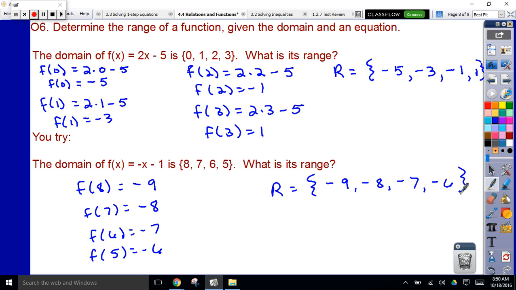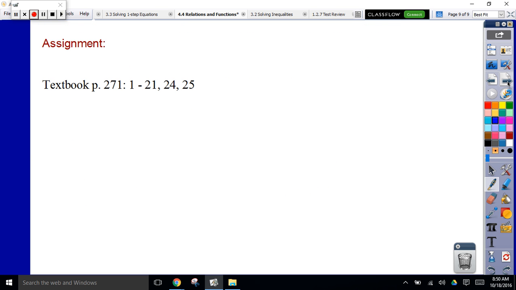Your assignment is not going to be 1 through 21, I'm going to have it be 8 through 21, I think. Yes, 8 through 21, and then 24 and 25 in your textbook. If you have a few minutes, you can get started working on that.